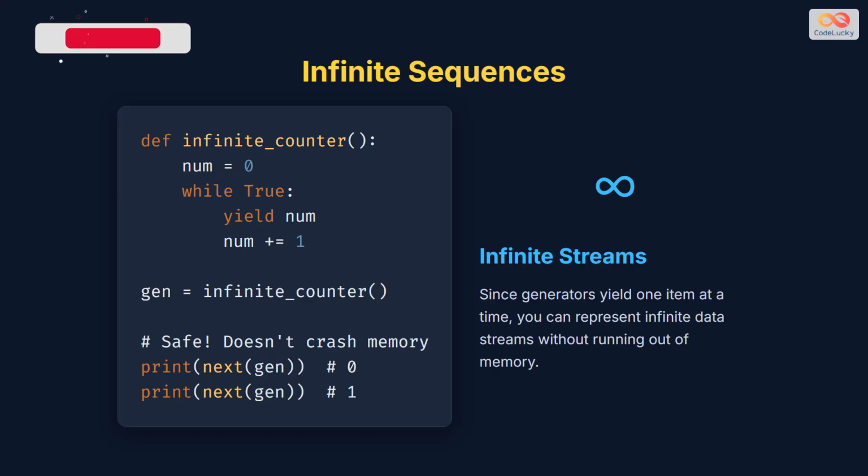Because generators are lazy, they allow us to create infinite sequences. Here is a generator with a while True loop. If we tried this with a list, our program would crash immediately. But with a generator, we can safely pull one number at a time forever without ever running out of memory.